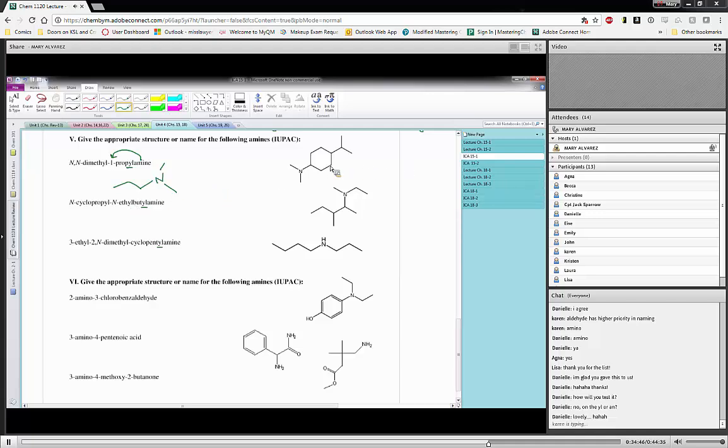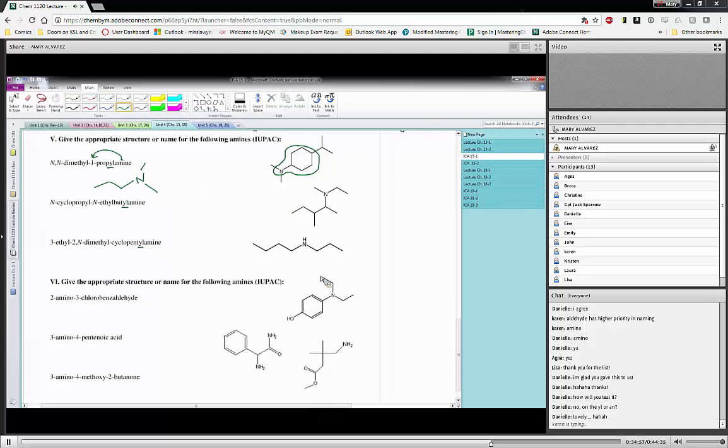All right, let's look at this one. My longest carbon chain that contains my nitrogen is this one here. So this is a cyclohexylamine or cyclohexanamine. That's my parent.